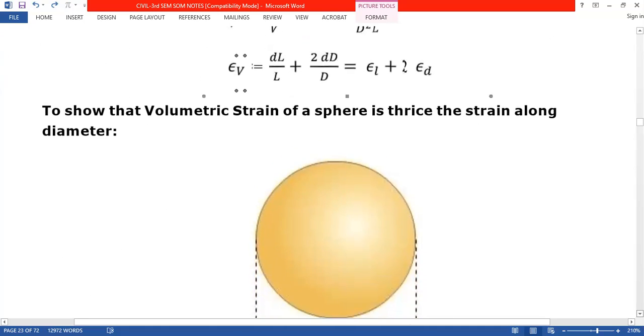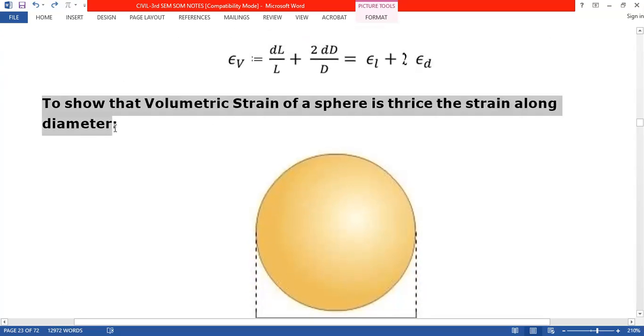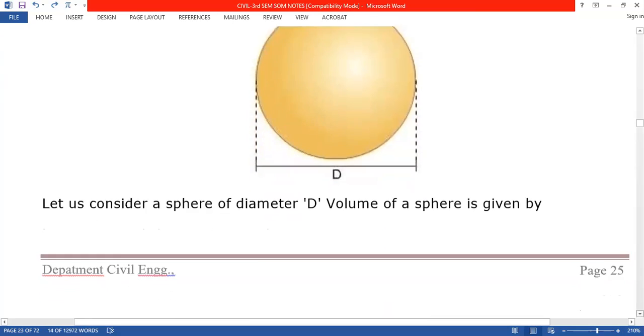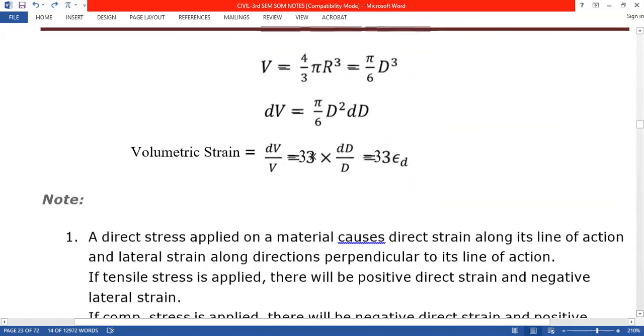Next, show that the volumetric strain of a sphere is thrice the strain along the diameter. This one I am giving as an assignment question. You can refer to the textbook. In the previous case we discussed only the rectangular bar; here we are considering a sphere. You need to solve it and submit it in Google Classroom.